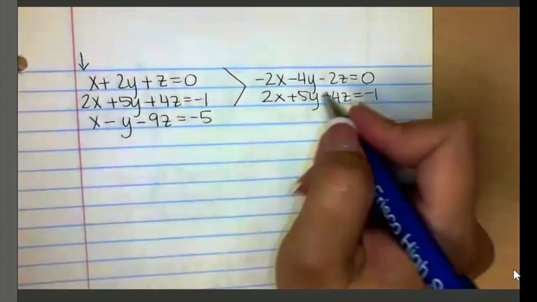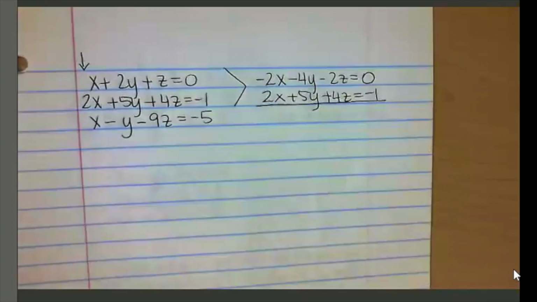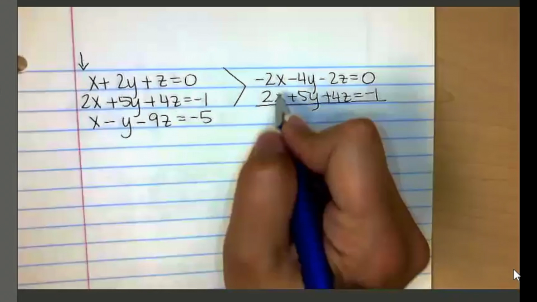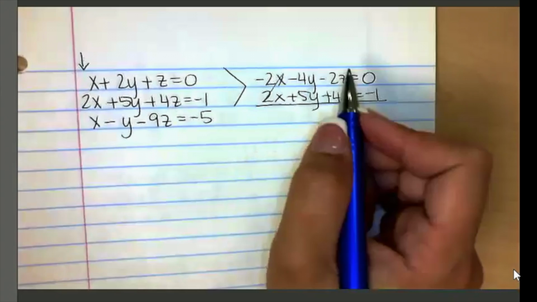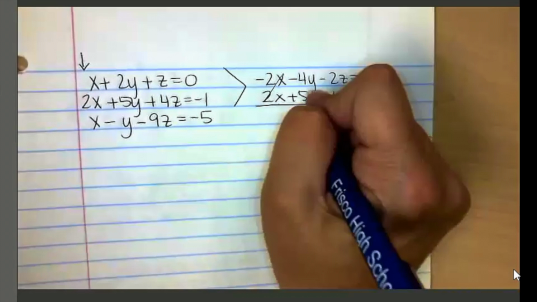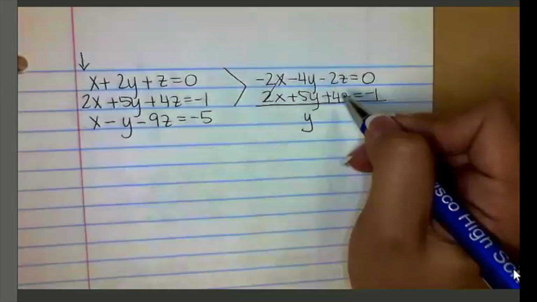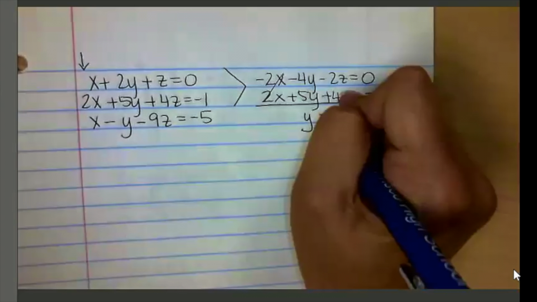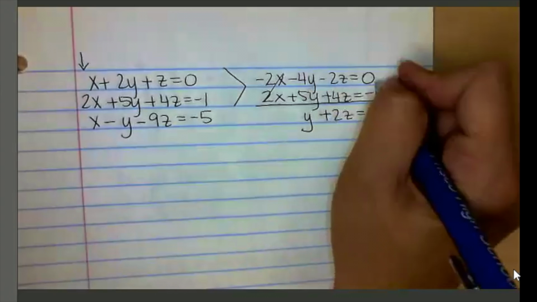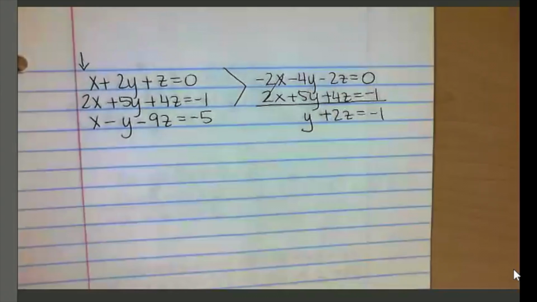Now we are ready to add those two equations together. -2x and 2x is 0. -4y and 5y is y. -2z and 4z is 2z. And 0 and -1 is -1. Now I've got a 2-variable equation.